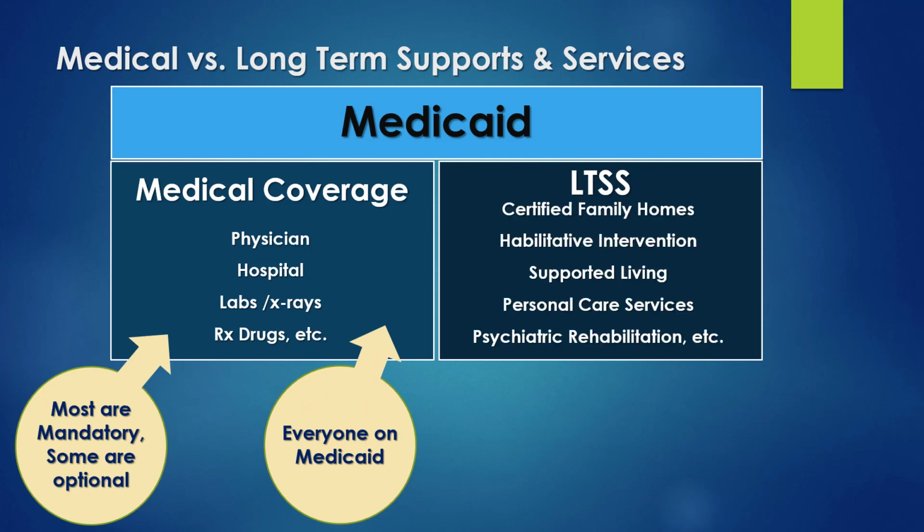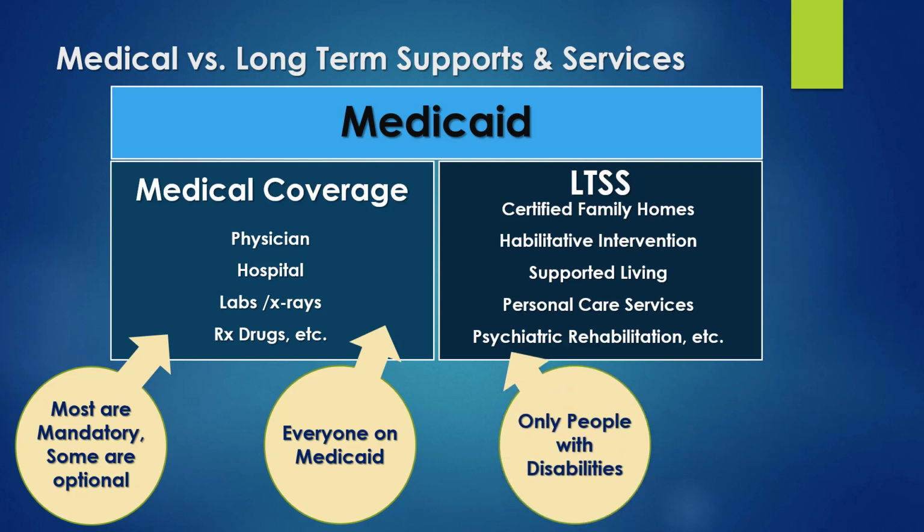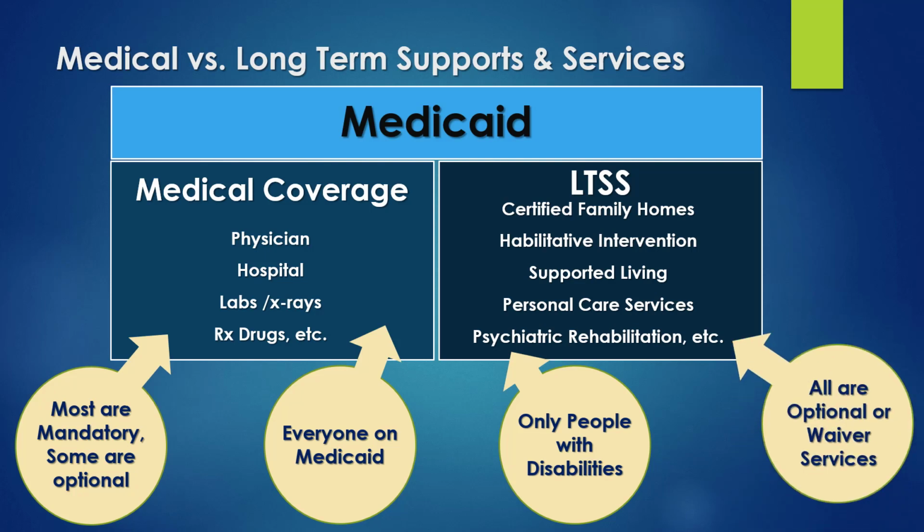In addition to that, we have some long-term supports and services. These programs are typically not covered in private health insurance, and they are available only to people with disabilities. In fact, they're only available to people with disabilities who have difficulty being able to live independently on their own. These are people who need a particular level of care. So these long-term supports and services like certified family homes, habilitative intervention, and supported living are all optional services or waiver services. In fact, most home and community-based services in Idaho are covered under waivers.